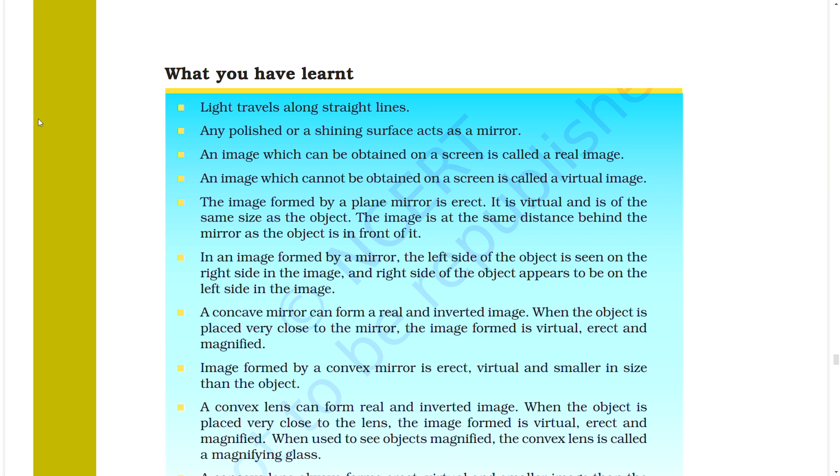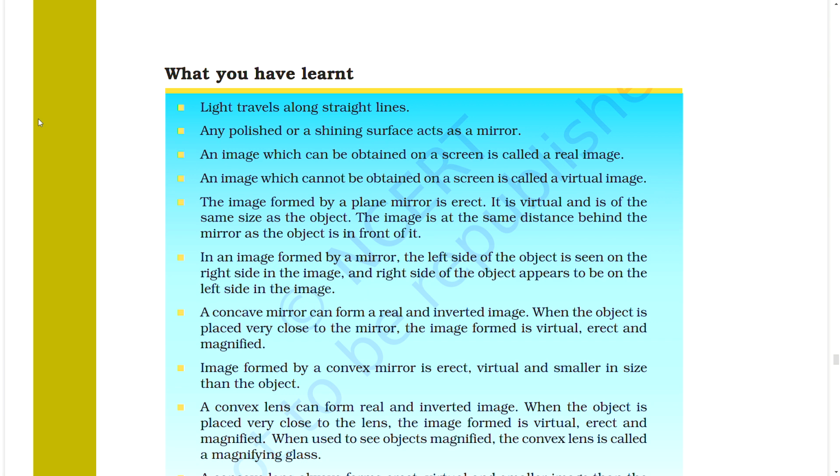In an image formed by a mirror, the left side of the object is seen on the right side in the image, and the right side of the object appears to be on the left side in the image. A concave mirror can form a real and inverted image. When the object is placed very close to the mirror, the image formed is virtual, erect, and magnified. Image formed by a convex mirror is erect, virtual, and smaller in size than the object.